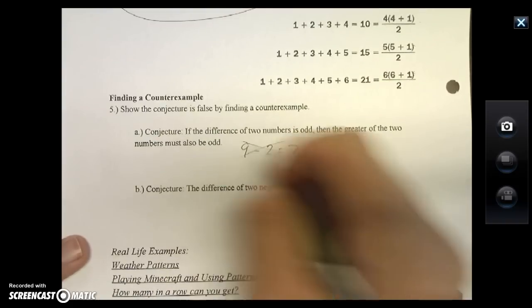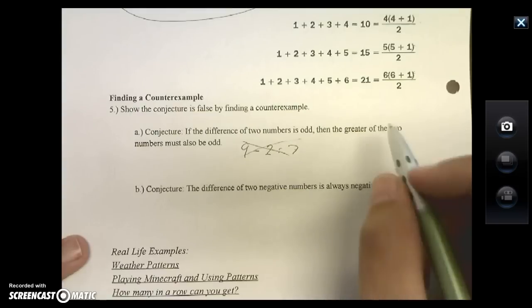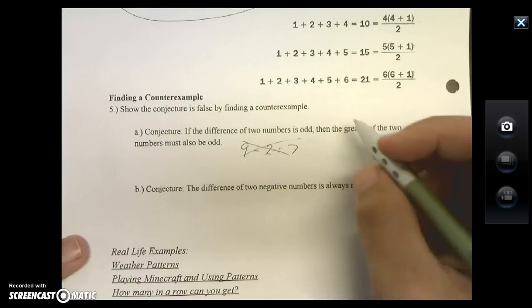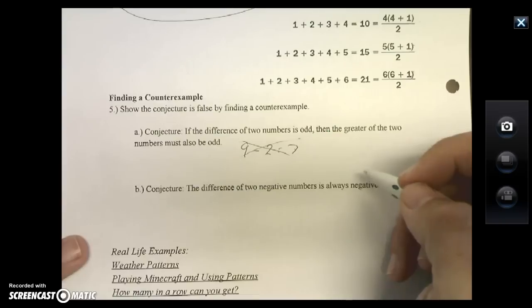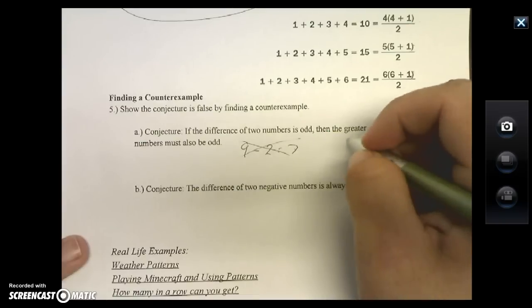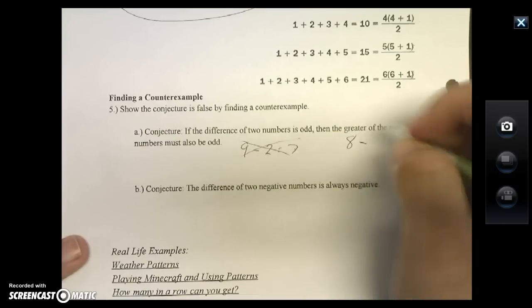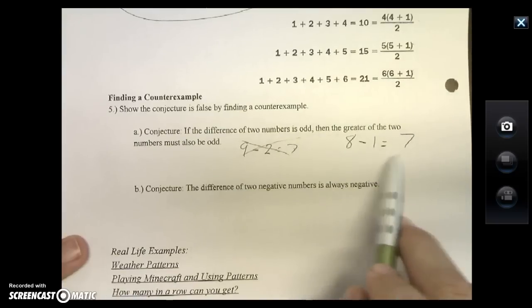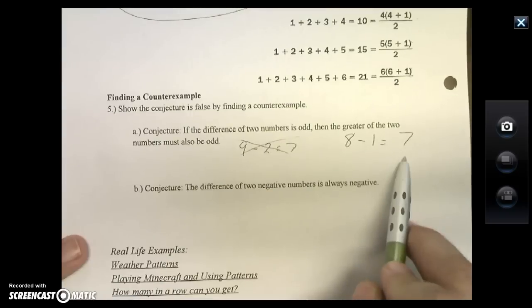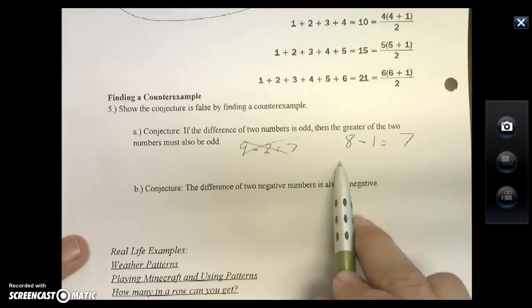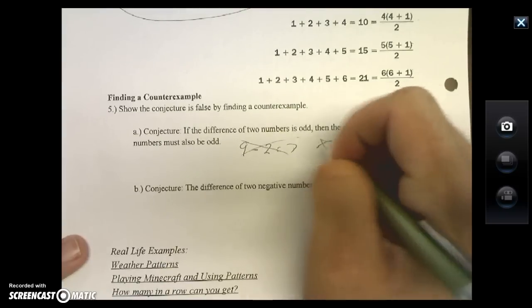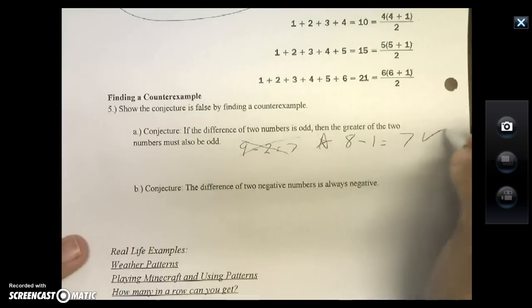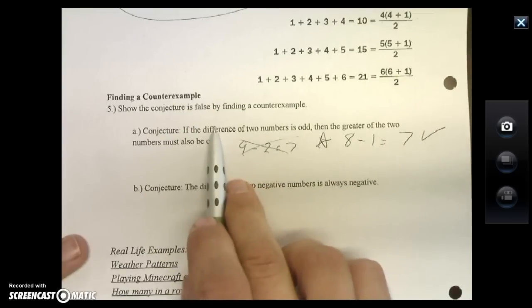Doesn't help us. But can we think of an example where the bigger number is not odd and the outcome when I subtract is odd? Well, let's try something else. 8 minus, let's go with 1. What's 8 minus 1? 7. Is my difference odd? Yes. Is the larger number also odd? No. This is a counterexample. You've disproven the conjecture.